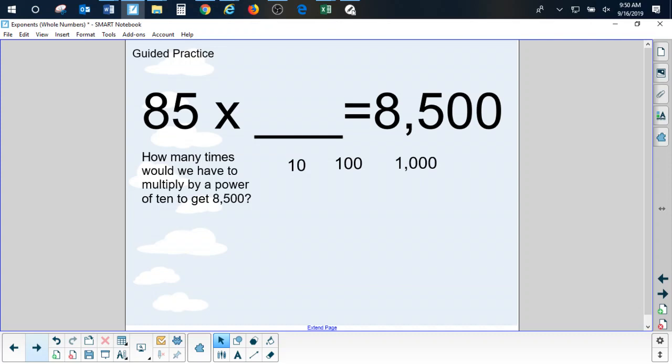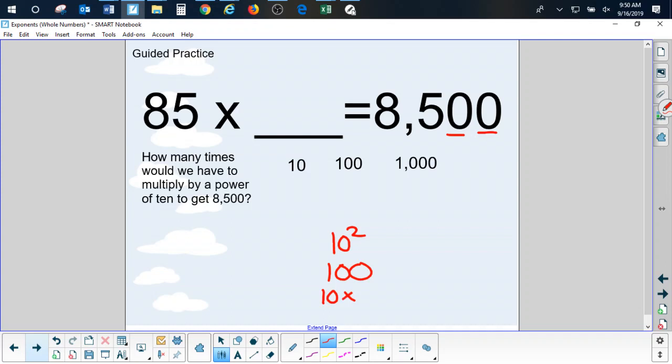I could also ask a question in reverse where we're trying to find out what the standard form is or the expanded form is. In this case, they have 85 times some number is going to give us 8,500. I just look at the zeros at the end. It tells me I have 2 zeros. So I can either look for 10 squared or 10 to the power of 2. I could look for 100, or I can look for 10 times 10. In this case, they gave us the answer as 100. So that's the answer I'm going to use.